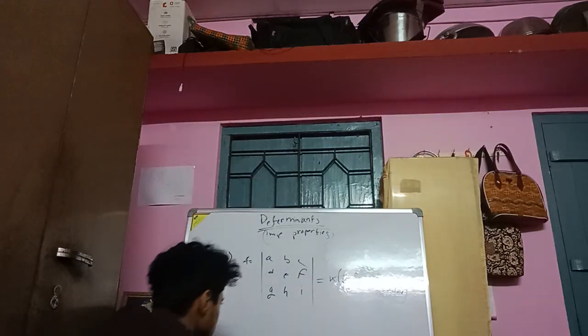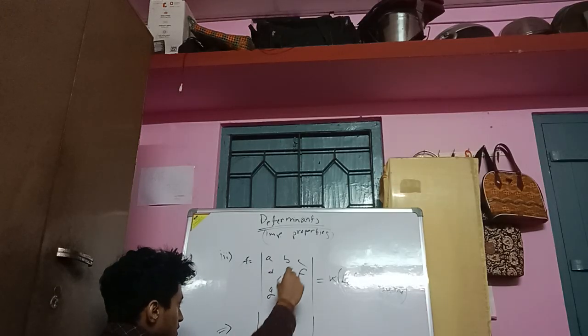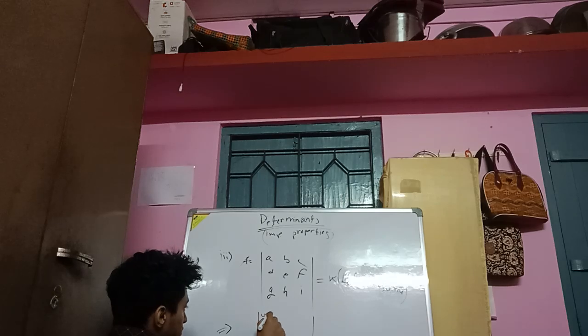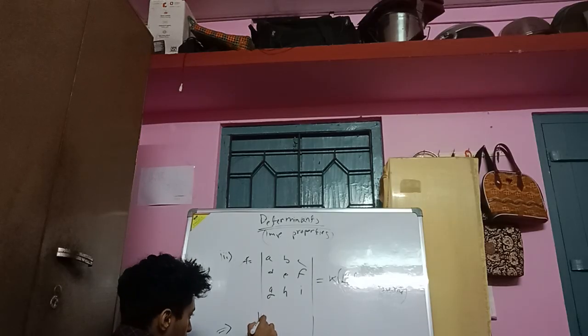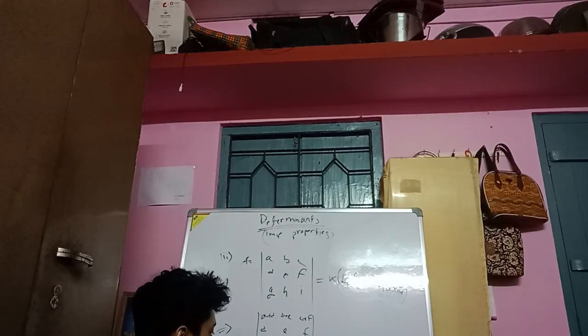So this implies, let's say if you have the first row here, if we rewrite this as the sum of the first and second row, or third row, everything would work. A plus D, B plus E, C plus F, and everything remains the same. D, E, F, G, H, I. Then the value of this one as well would be K.